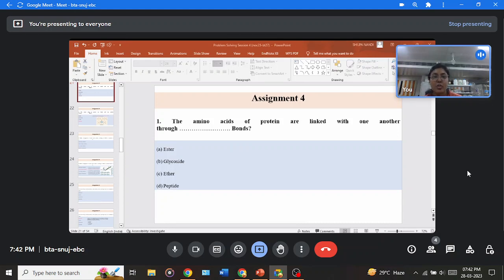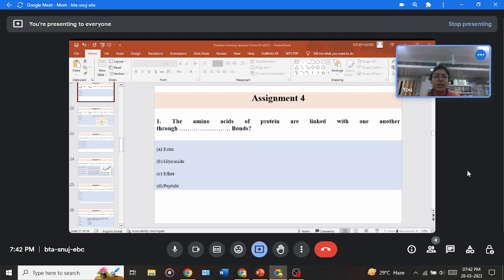Okay, fine. We will try to solve the first question, that is question number 1: the amino acids of protein are linked with one another through dash bonds. Your options are: A, ester; B, glycoside; C, ether; and D, peptide. So the amino acids of proteins are linked with one another through what kind of bonds?